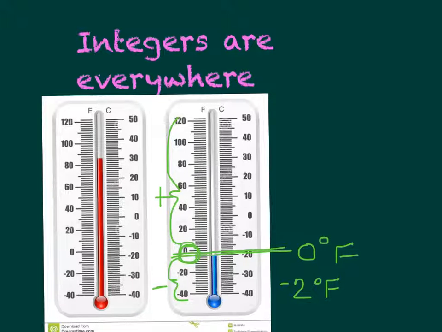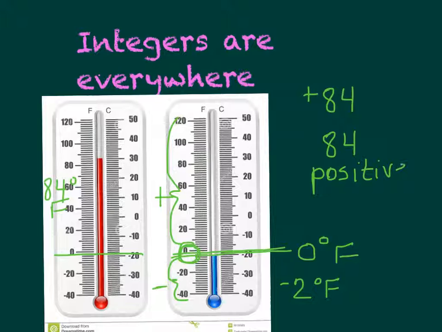On this thermometer on the left, we see 0 is here, so we know we have temperatures above 0, and it looks like this temperature is around 84 degrees Fahrenheit. Remember that when you see a positive integer, you're not going to see a plus sign in front of the number. Just assume if there is no negative sign in front of a number, then your number is always going to be a positive number.